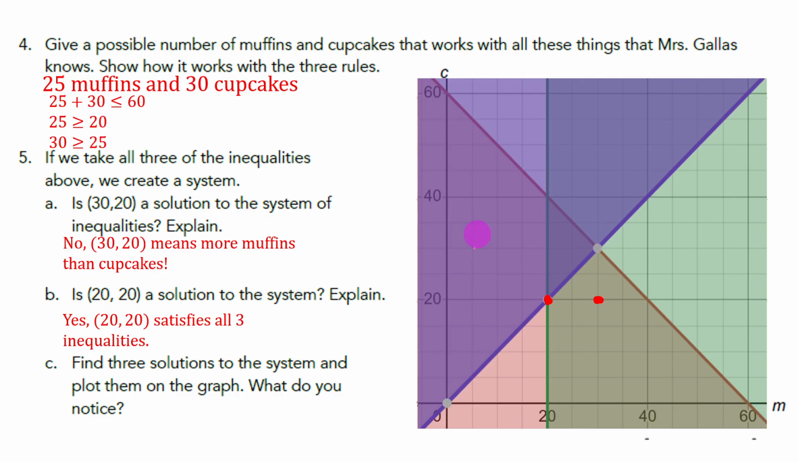So to find solutions to the system, you're just looking for anything in the overlap. It's got to be somewhere in here. So this is a solution, this is a solution, this is a solution, these are all solutions. There's actually not infinitely many because we have a discrete situation. You can't have part of a cupcake or a muffin. But any one of those points would actually work. So we could have 25 and 30. That would work up here. They're all in the common shaded area.